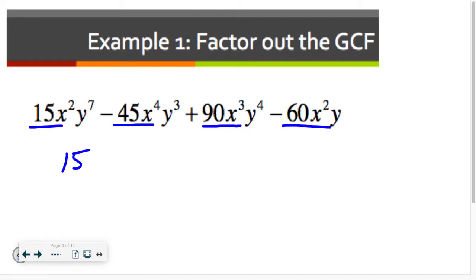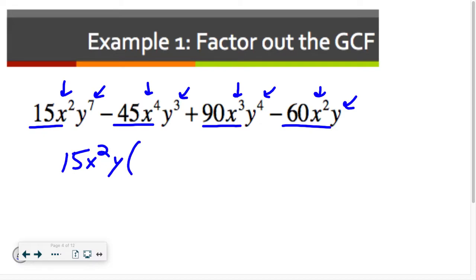Then I'm going to look at my x's and all of my exponents. I have x squared, x to the fourth, x cubed, and x squared. So the largest x that I can take out is an x squared. And then I finish with my y's. I got y to the seventh, y to the third, y to the fourth, and y. Y is the biggest one I can take out because that's my smallest exponent. That's an easy way to figure out the GCF: it's always the smallest exponent, as long as it's in every term.